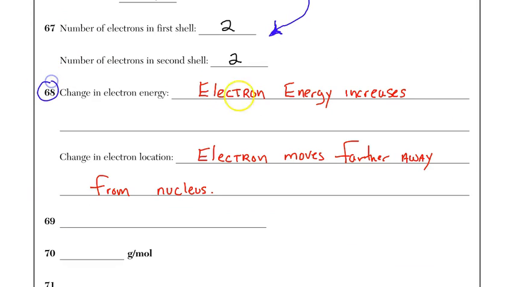So in number 68, electron energy increases, change in electron energy. It increases because it's going farther away. Change in electron location, the electron moves farther away. In order for this to happen, they have to absorb energy. Okay, so again, you could say this many ways. Electron absorbs energy. You could say that. And you could say the electron moves to the higher energy shell, moves from the first to the second, to the higher energy, farther away from the nucleus. Many ways to do this. But I will say that this is a very important concept that I do see in multiple choice.